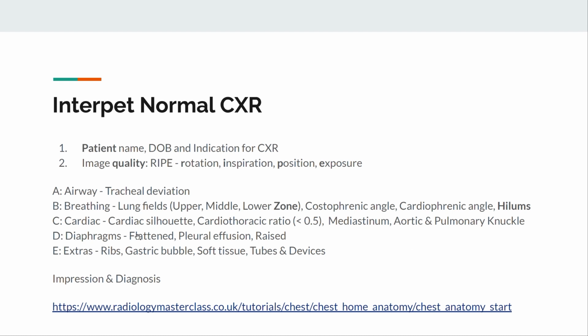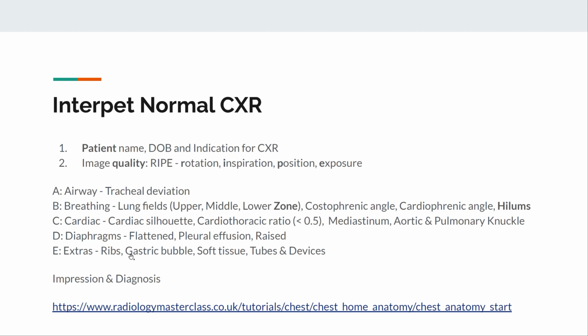Look at the diaphragms. Are they flattened? Is there a pleural effusion? Are they raised? Is there cancer on the diaphragm? And then extras. So look at the ribs for rib fractures, gastric bubble, soft tissues for soft tissue emphysema, tubes, devices, ECG leads, pacemakers, whatever.